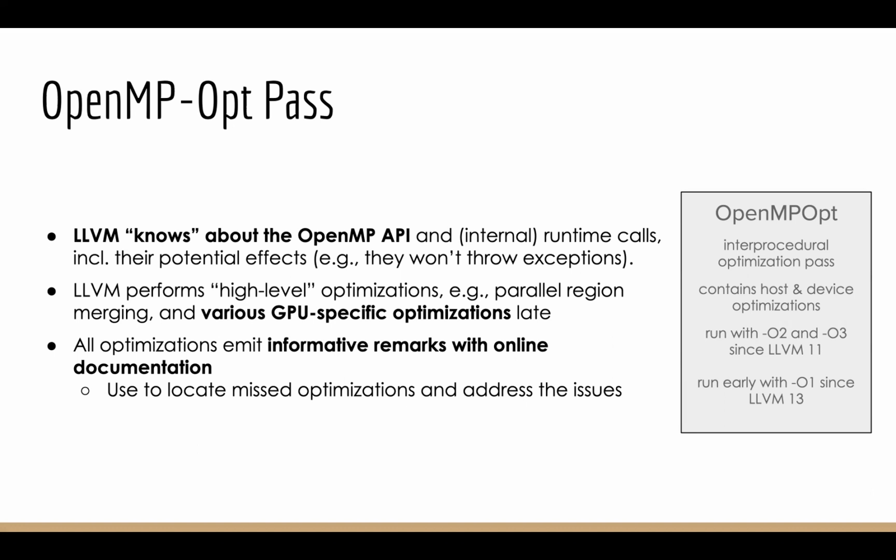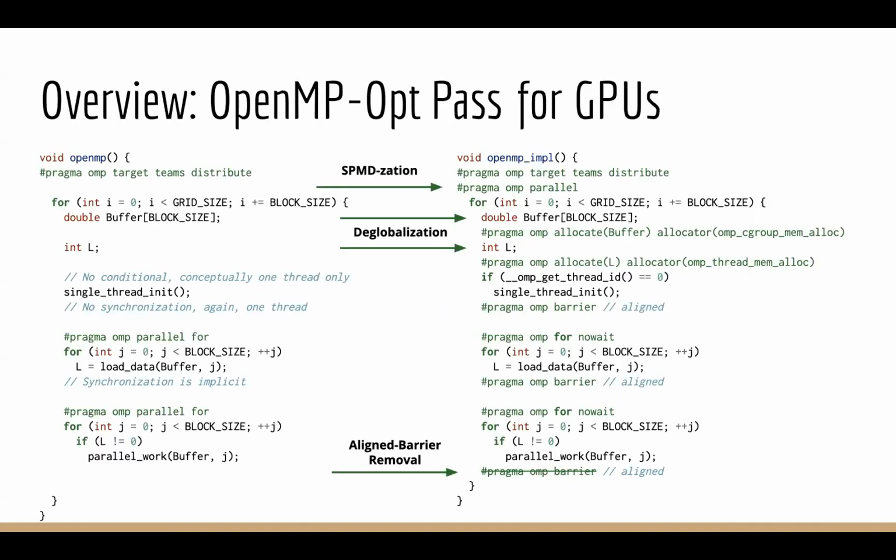One thing we've really tried to keep on top of when implementing the OpenMP opt pass is to emit informative remarks and provide online documentation. This allows users to easily locate missed optimizations and address the issues, because in many cases, especially on the device, missed optimizations from the OpenMP opt pass indicate a significant performance hit, where you could be getting many times better performance if you solve the issues that were preventing that optimization. So next slide, please.